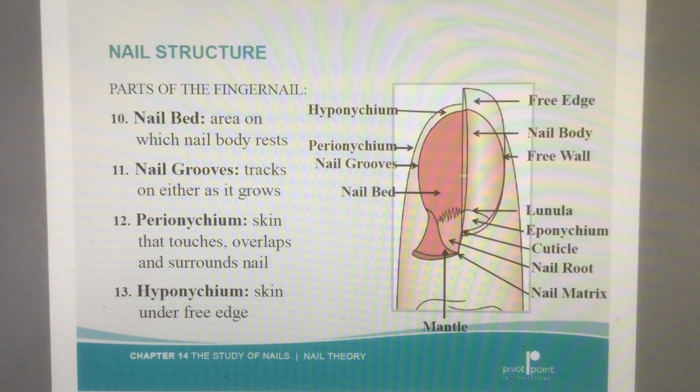The nail grooves, those are the tracks or the slits on either side of the nail as it grows. So this is what's keeping the nail on track. The perionychium is the skin that touches, overlaps, and surrounds the nail. So the perionychium, that term peri means like outer, as in perimeter, and so it's on the outskirts, okay, and it overlaps and surrounds the nail. And then the hyponychium is right underneath the fingernail, and so it's the skin under the free edge.